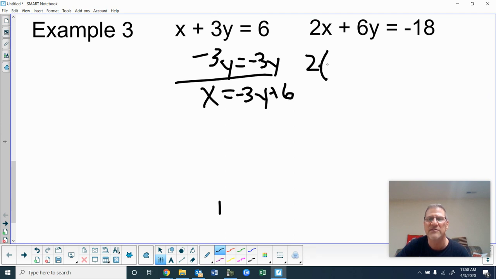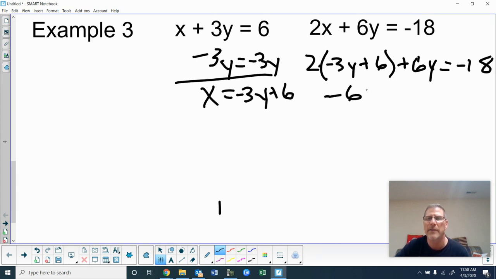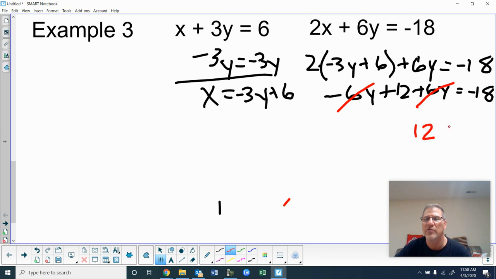So in place of this x, I'm going to write that negative 3y plus 6 plus 6y. Oops, hit the erase button. Equals negative 18. Distribute: negative 6y plus 12 plus 6y equals negative 18. And look what happens. I have a negative 6y plus 6y. They'll cancel. And that's what I was talking about in the beginning. Sometimes your variable will get eliminated.